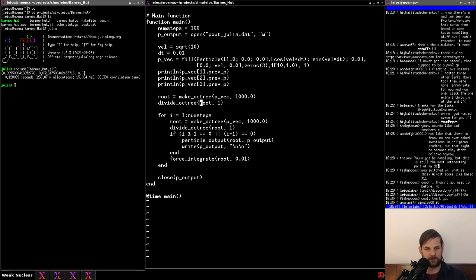Again, they're all the particle vector. We divide the octree up, giving it a root location. So the idea here is we're giving each particle its own little box to work with. Then we divide the octree up, and we say particle output is going to be equal to the root and p output. So we go through all the children. There should be 3 children, and we say write p output nn.